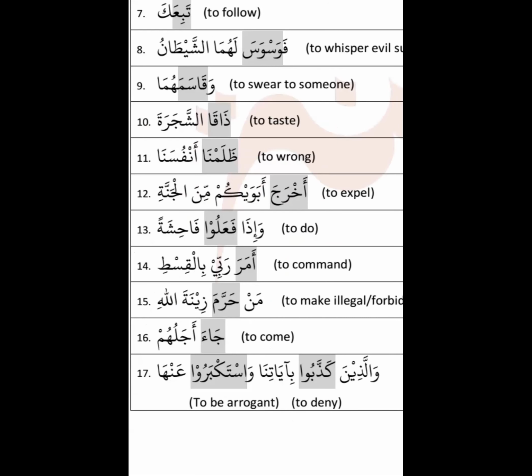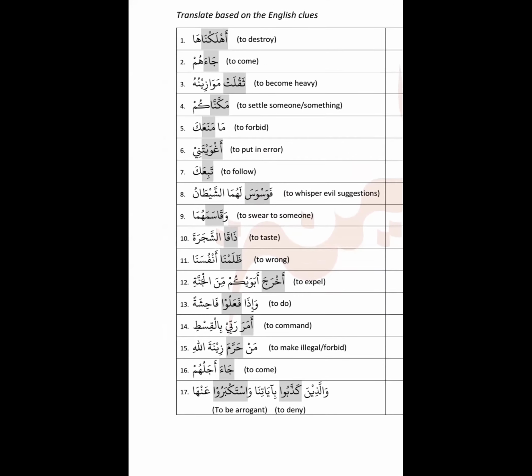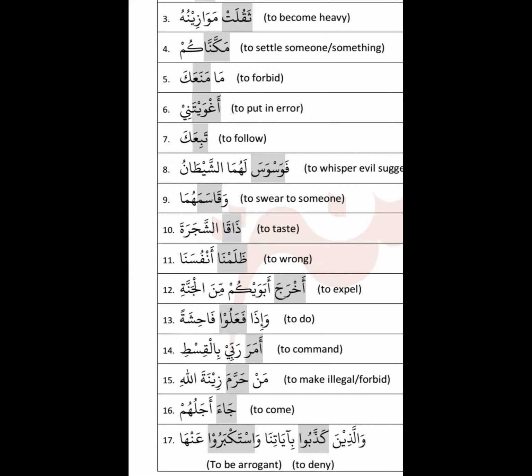Then you've got kazzabu. Hum. Number 17, hum. Yes. Number 10, zaqa. Huma. Yes, excellent. Aghwaita, number 6. Huwa. Ta ending. Anta? Ta has a jazm before it, so it's a past tense ending. Anta. Yes. This is clear? Aghwaita, anta?